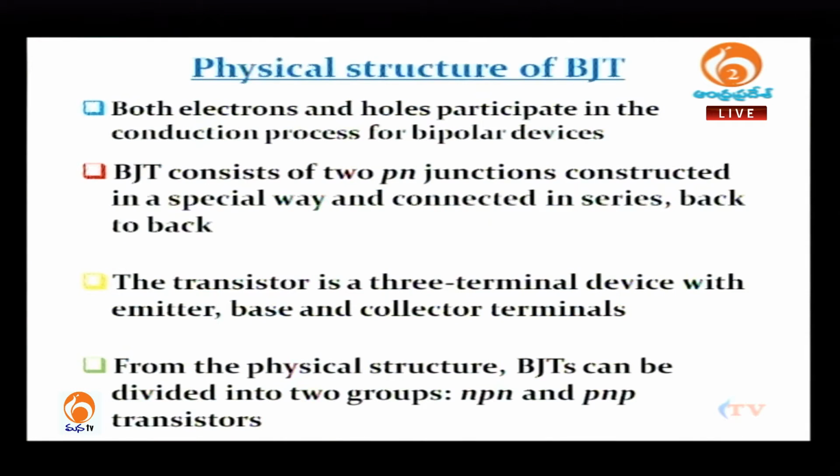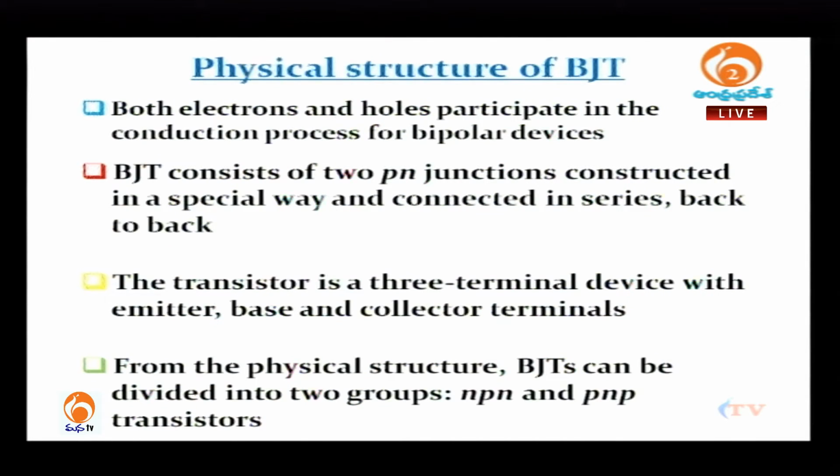Now, a BJT consists of two PN junction diodes connected back to back in a special way. The first PN junction diode consists of the emitter and base junction, and the second diode consists of the collector and base junction. The transistor is a 3-terminal device. We bring out 3 terminals from these 3 regions, namely emitter, base and collector.